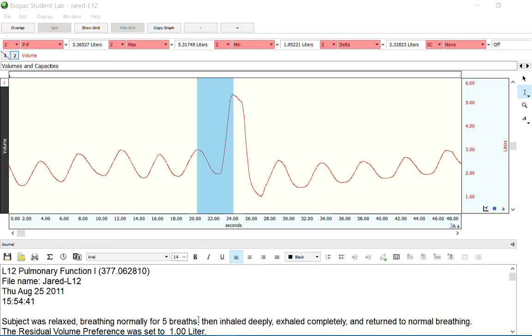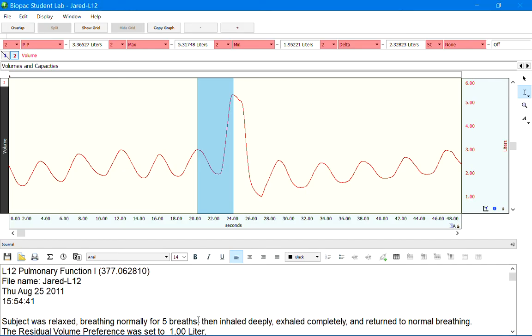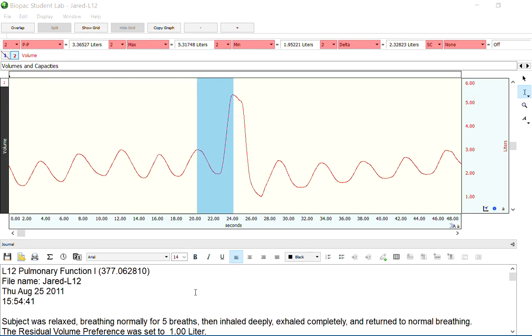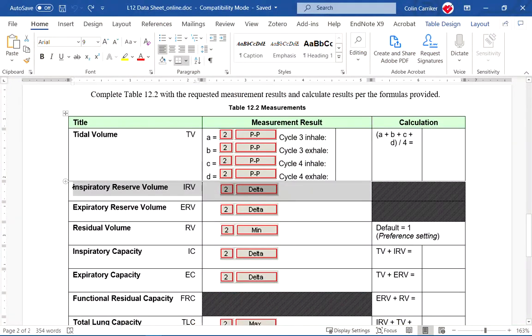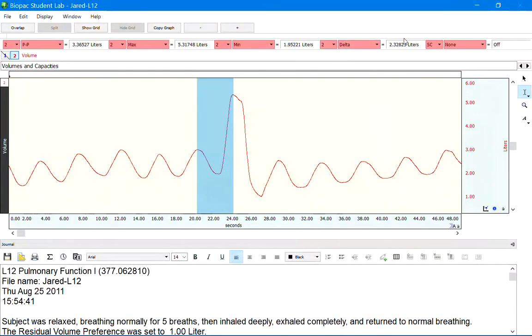So this is one opportunity where if you get going too fast, you'll make an error like I just did. So do not make that mistake. Make sure that you are measuring exactly what your data sheet asks you to measure. So for inspiratory reserve, which we had correctly highlighted, we need to make sure we use the 2 delta value, because that is going to be the value for inspiratory reserve. Not any of these others. Those don't correspond to inspiratory reserve.